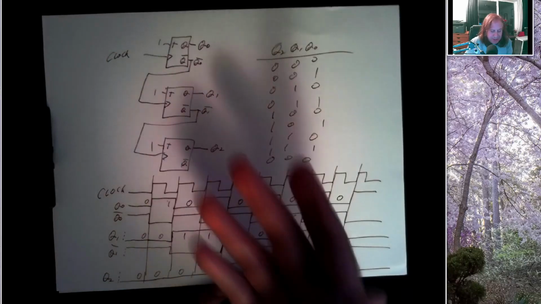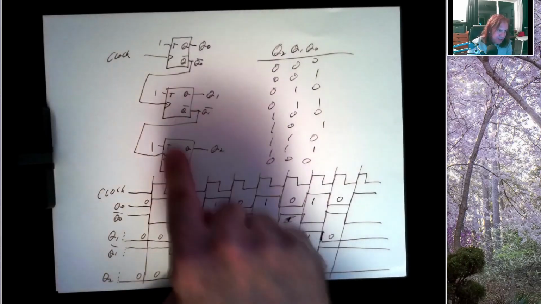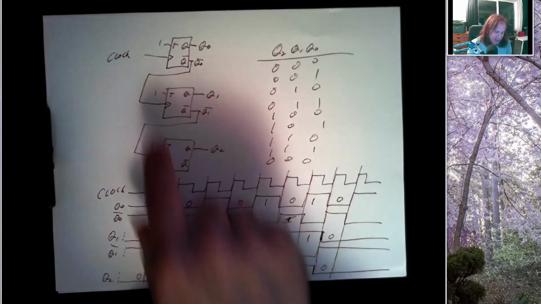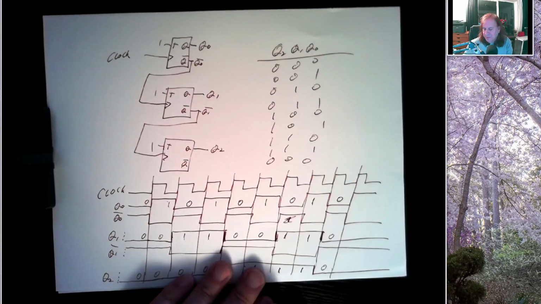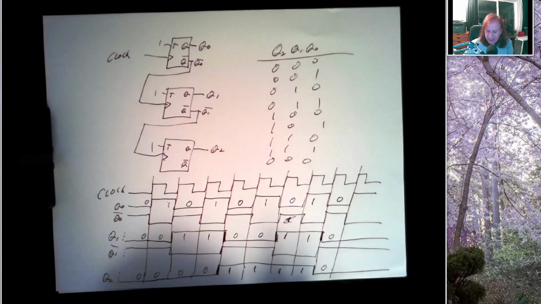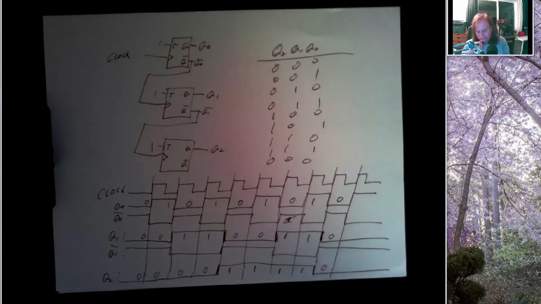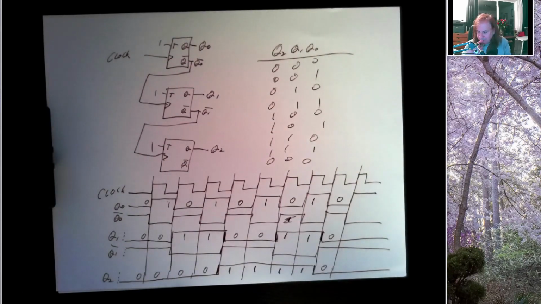And you can build this, right? You can take some T flip-flops and just wire up this circuit, and every time the clock toggles, you'll see the output counts. So that's a cool circuit, and it's fun to play with.